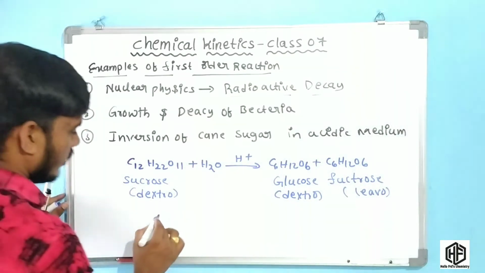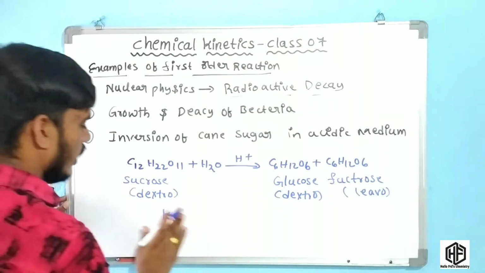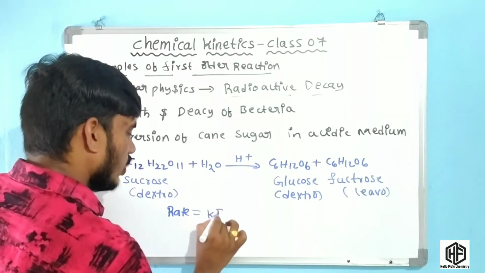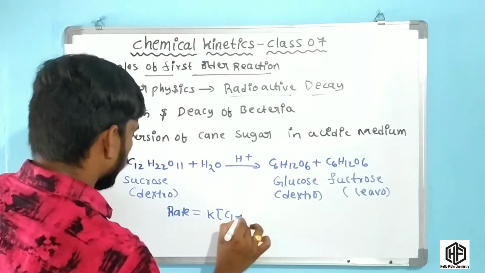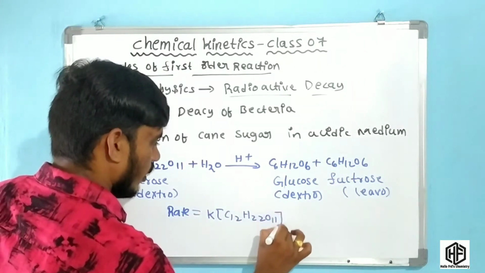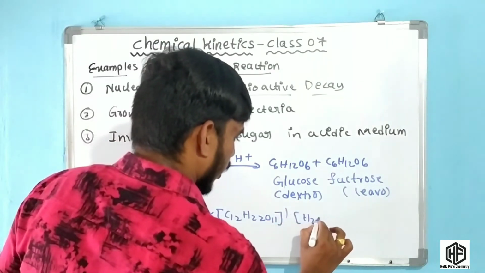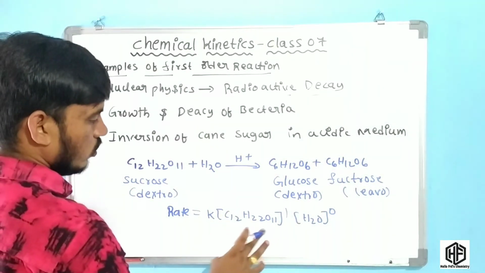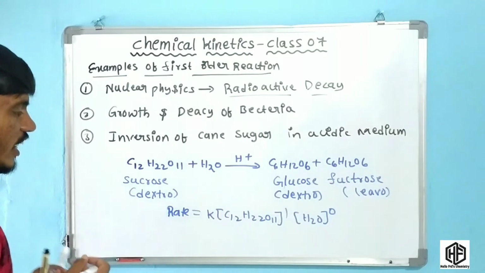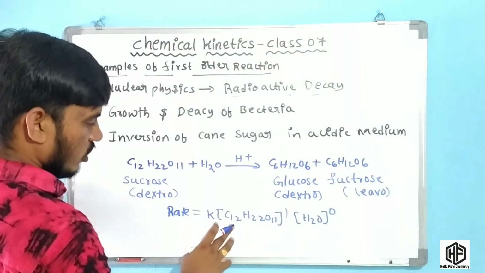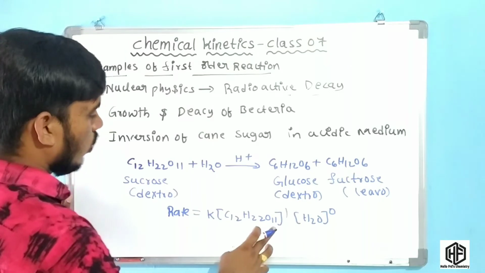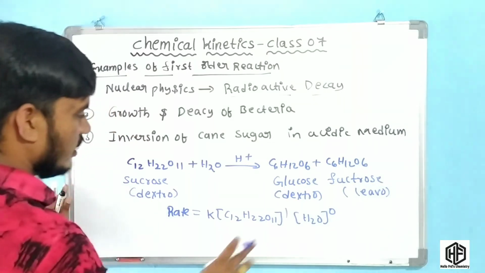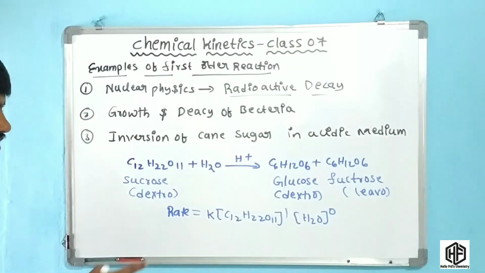Now for the first order reaction, rate is equal to K into the concentration of C12H22O11 power 1 and H2O power 0. The rate of reaction depends upon the concentration of C12H22O11, this is the sucrose, and the order of reaction is 1. This is an example of the first order reaction. Okay friends, this is clear.